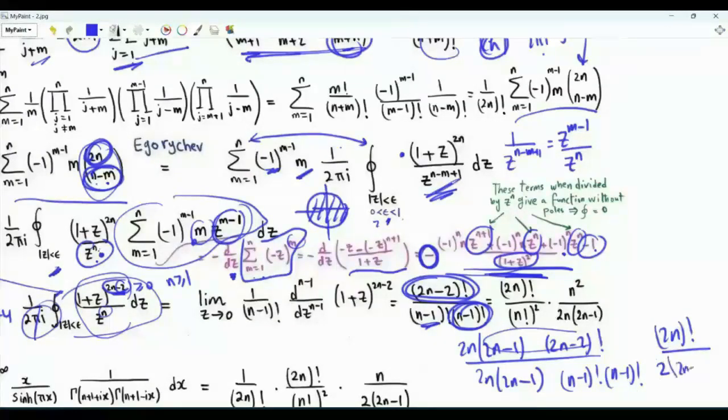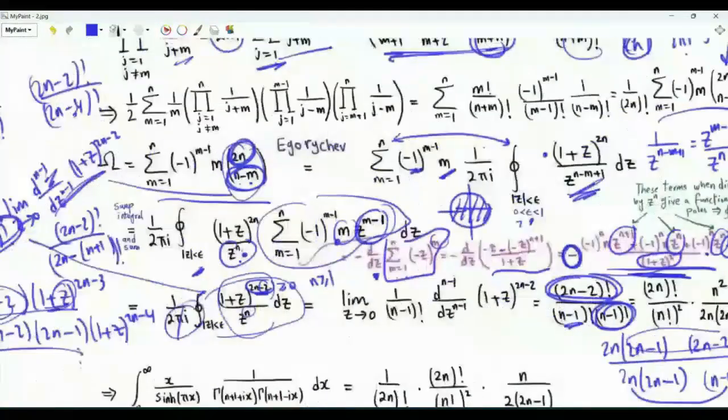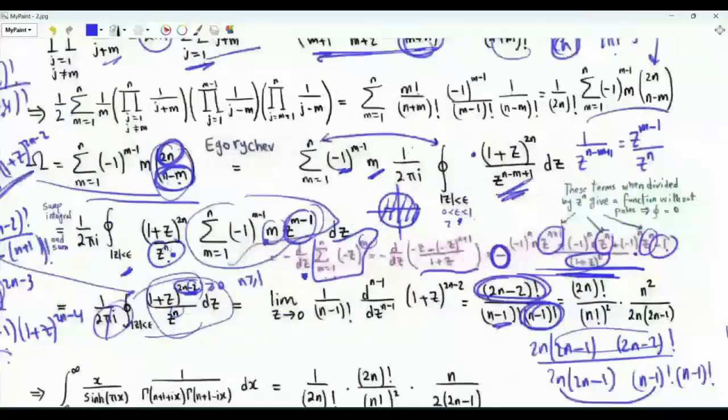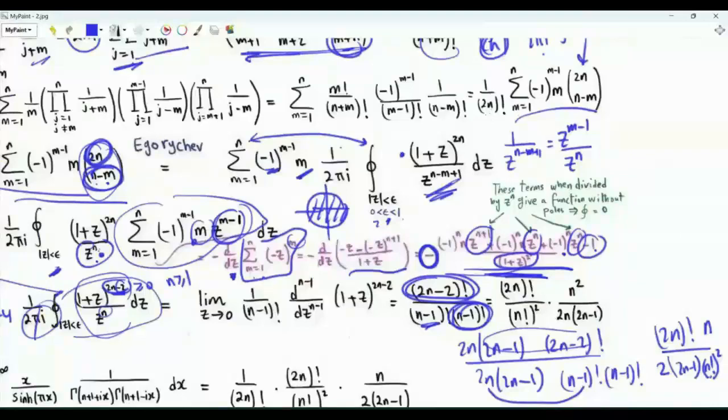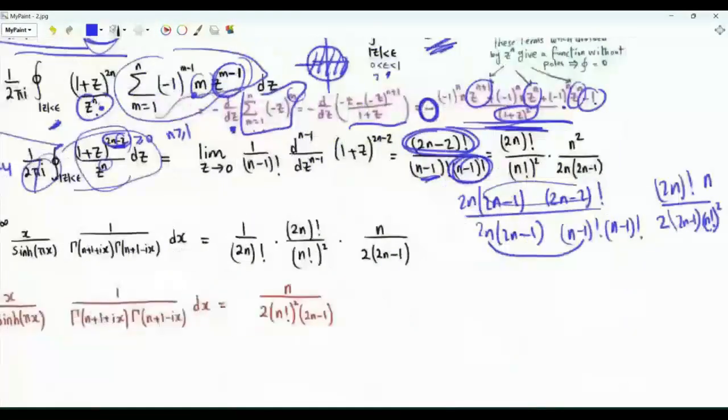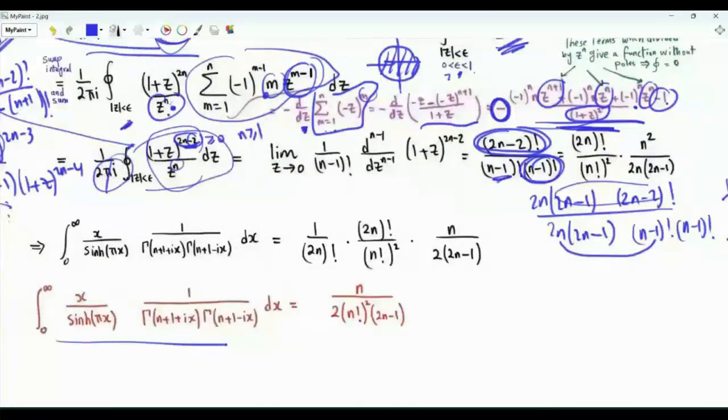Downstairs, we have 2n minus 1. n times (n minus 1) factorial, that's n factorial. We still have (n minus 1) factorial. We can multiply the numerator by n and have this n factorial squared in the denominator. This is our summation omega. Our integral of interest is this summation divided by (2n) factorial. So our final result is this without the (2n) factorial. This integral is equal to n over 2 times (n factorial) squared times (2n minus 1).